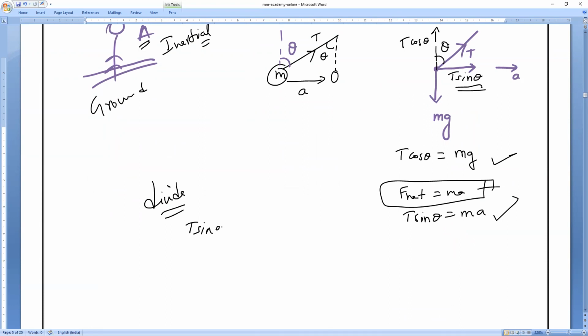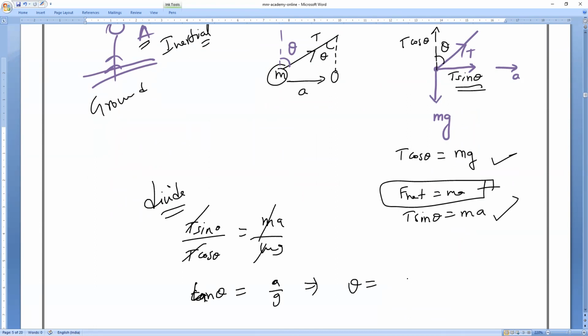T sin theta divided by T cos theta equals Ma divided by Mg. So again, you will get tan theta equals a by g. Theta is equal to tan inverse of a by g. So both the cases, do you understand now?